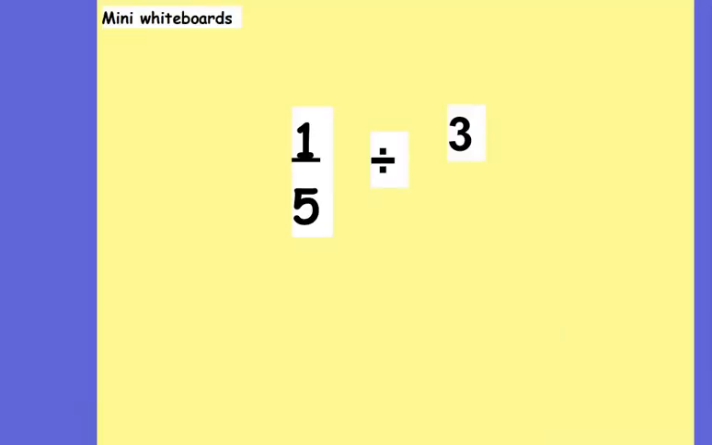Okay, Year 7, mini whiteboards or light blue books. Can you work out 1/5 divided by 3 for me? Remember, what do we do every time we see a whole number? Pause the video and work that out now.